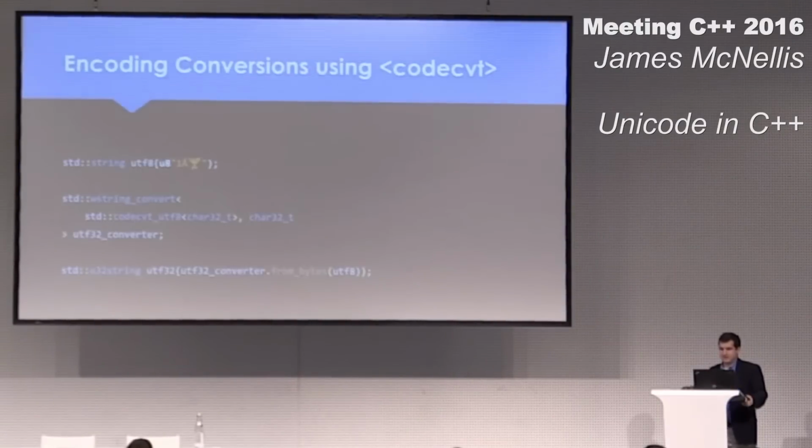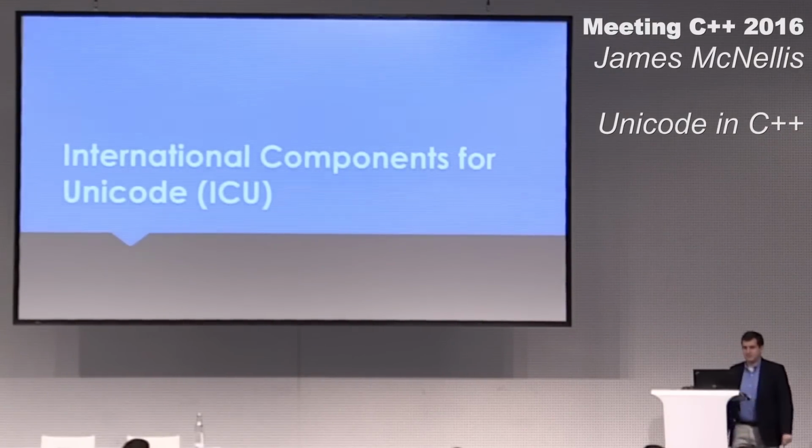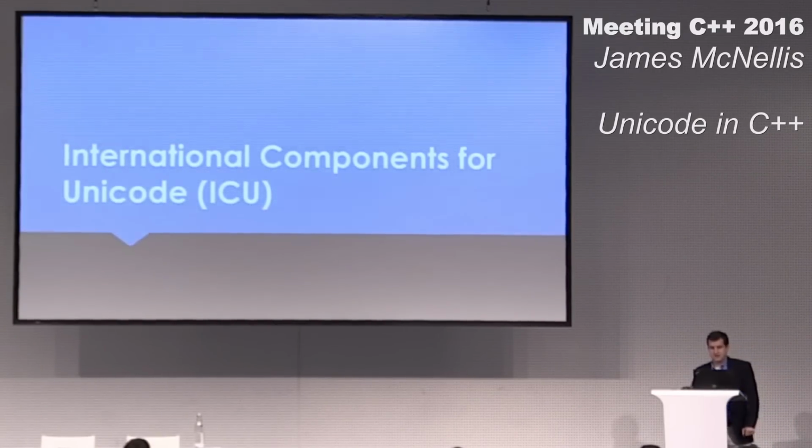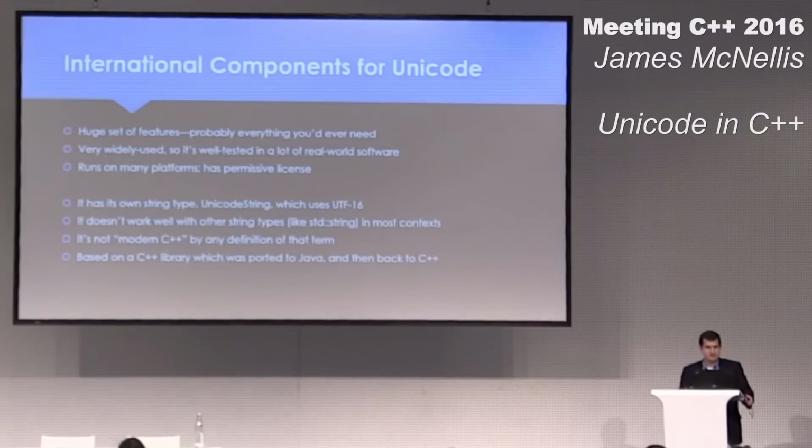I'm going to skip this next section just so that we can get to the more interesting things while we still have time. So, International Components for Unicode. The ICU library is the library for Unicode. The C++ standard library is missing a lot of important Unicode functionality, but the ICU library has basically everything you could ever want to do with Unicode strings. It's got a huge set of features, more than you'd ever need, I would expect. It's very widely used, so it's well tested in a lot of real-world software. It runs on many platforms, has a permissive license.